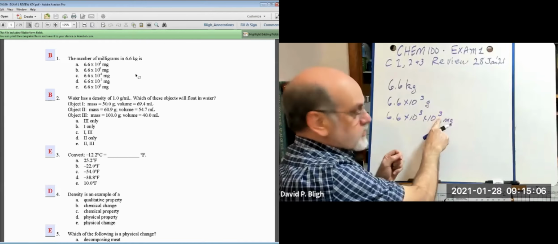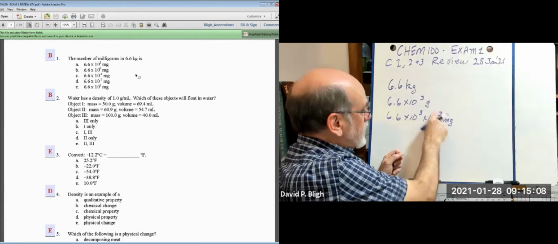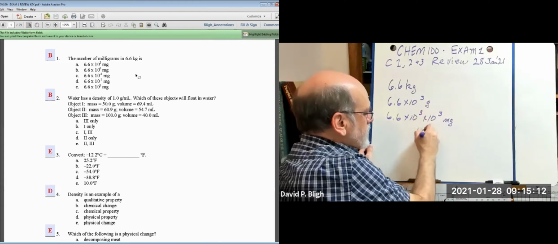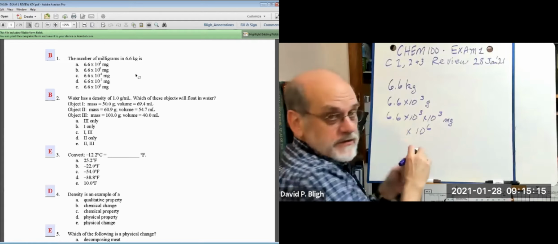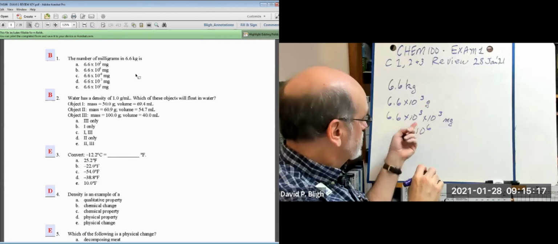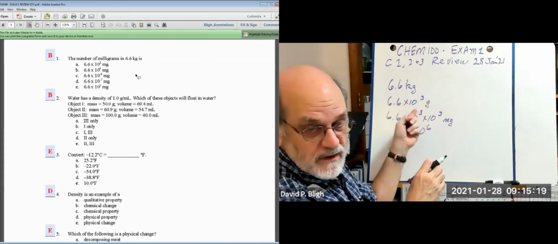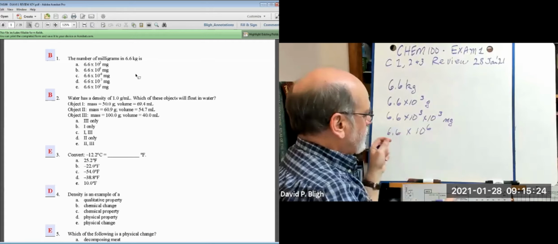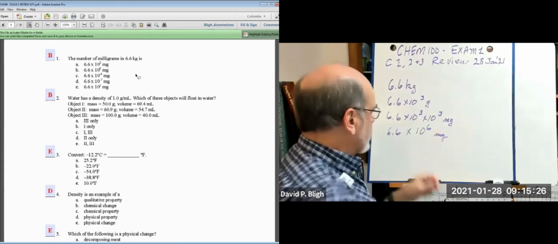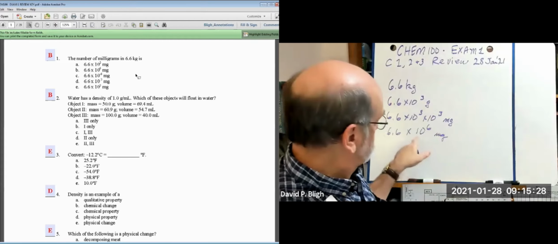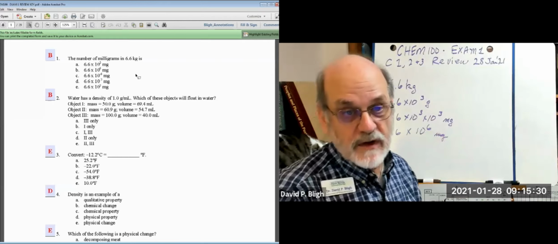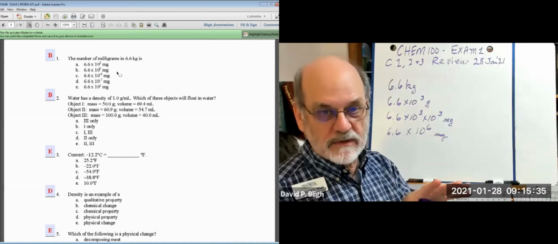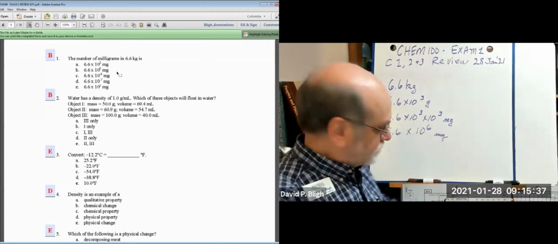Okay, so there's your multiplier, 1,000 times, because we went from grams to milligrams. But you combine these two and you get 10 to the sixth, right? Exponents: if you multiply two numbers of the same base with exponents, you just add the exponents. So that's the answer, 6.6 times 10 to the sixth milligrams, which is B. Now that's one way to work the problem. I'm going to show you another way.